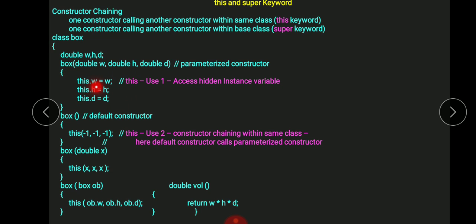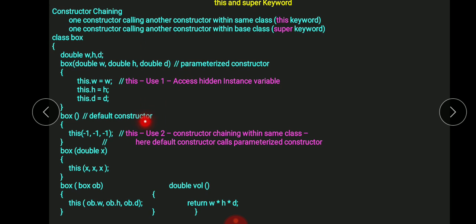We already know that this always points to the current object. So if we want to refer to the instance variable, we can use this.w, and w alone represents the parameter w. This is the first use of this keyword, where we can access the hidden instance variable. An instance variable will be hidden only if we have a parameter or any local variable which has the same name as the instance variable.